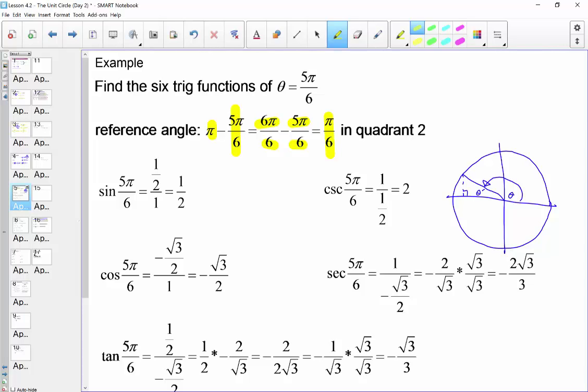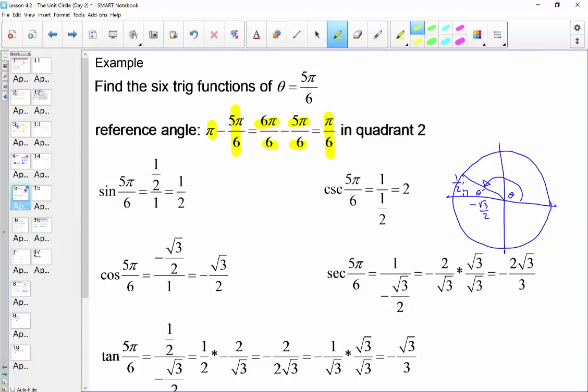So we can label our diagram. The opposite side of 30 degrees, or pi over 6, is a positive 1/2 in quadrant 2, because the y value is positive in quadrant 2. And our adjacent side, or x-coordinate, is negative in quadrant 2, and the adjacent side of 30 degrees is a negative square root of 3 over 2. Now we can easily find all of our 6 trigonometric functions.